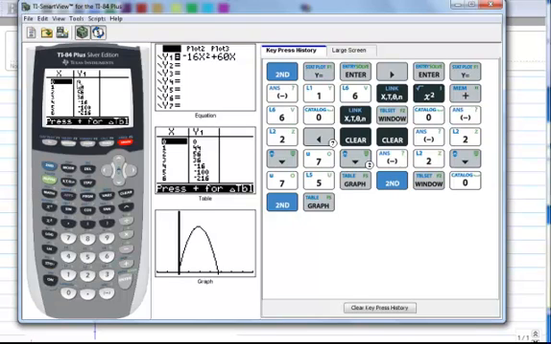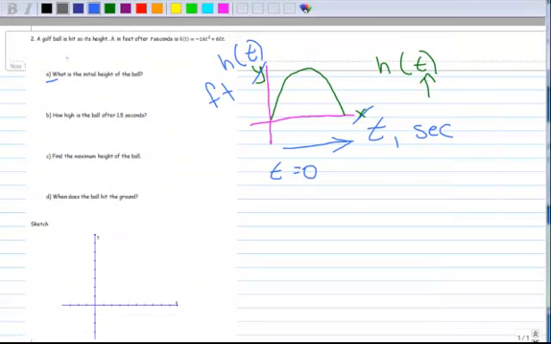When time is 0, height is 0, because height is the y. So the answer to part A is when t equals 0, then f of t also equals 0. We can write that as f of 0 equals 0.